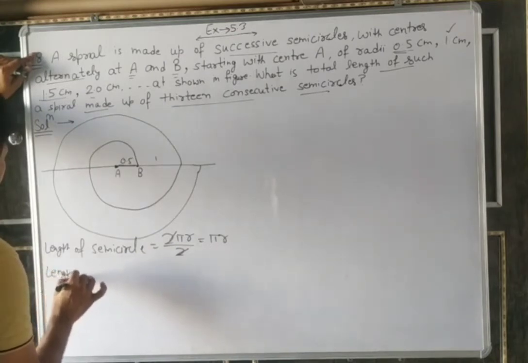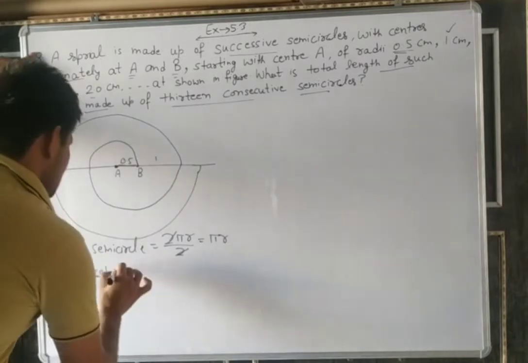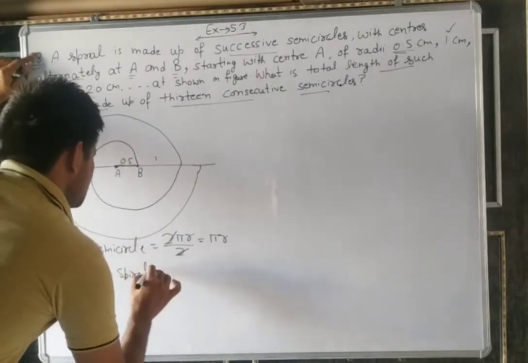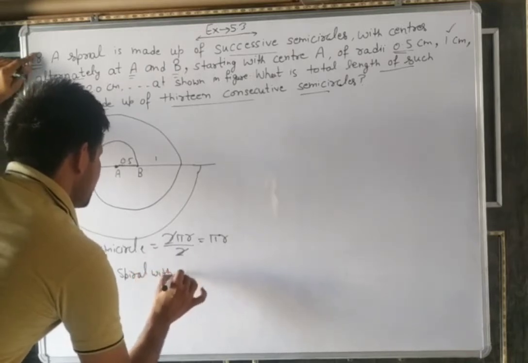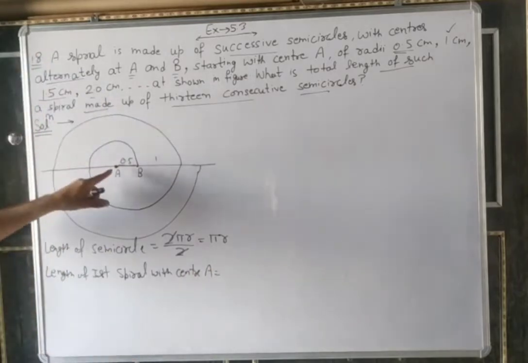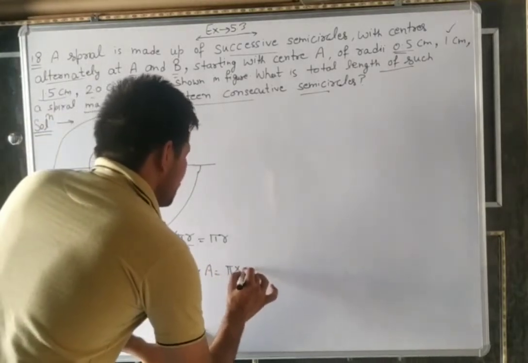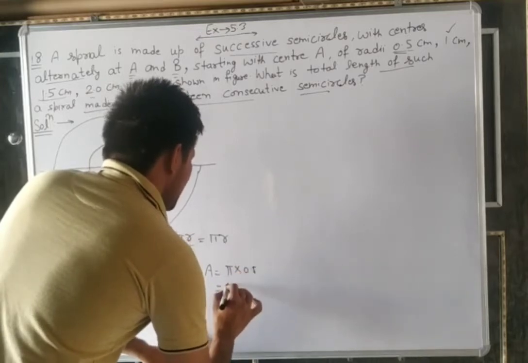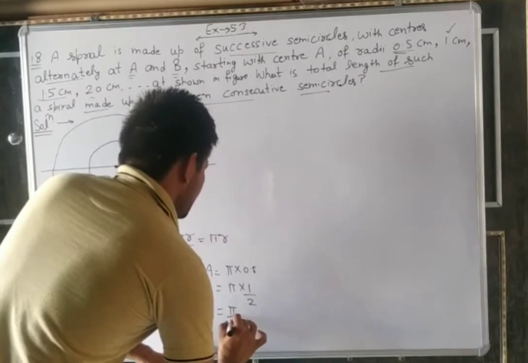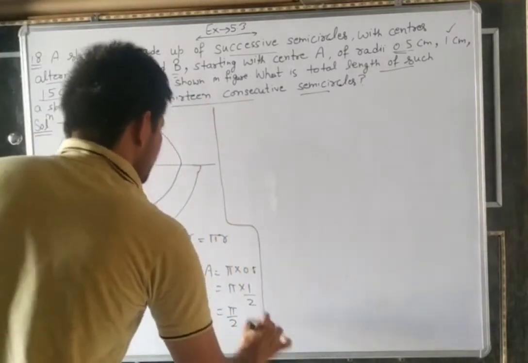So we will find the length of the first semicircle. What is the length of the first semicircle with center A? With center A, how much radius? 0.5. Pi into 0.5. 0.5 means 1 upon 2. So what is the length? Pi upon 2.